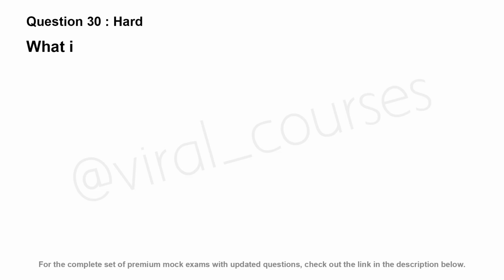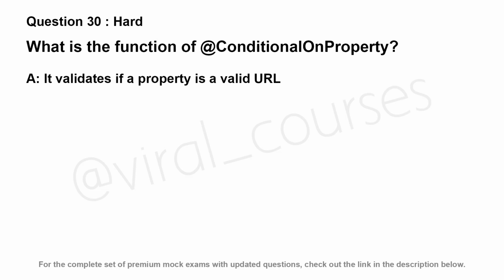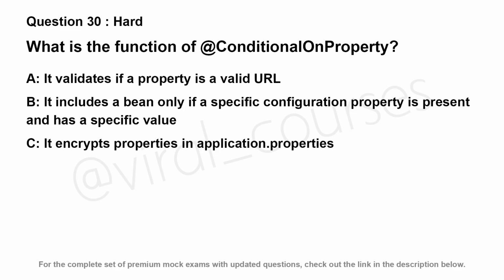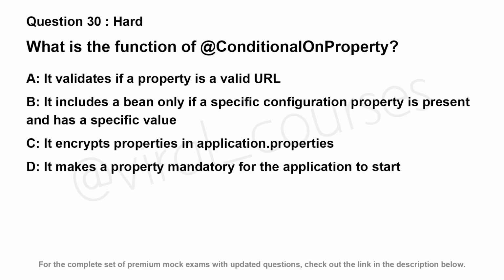What is the function of @ConditionalOnProperty? Option A, it validates if a property is a valid URL. Option B, it includes a bean only if a specific configuration property is present and has a specific value. Option C, it encrypts properties in application.properties. Option D, it makes a property mandatory for the application to start.